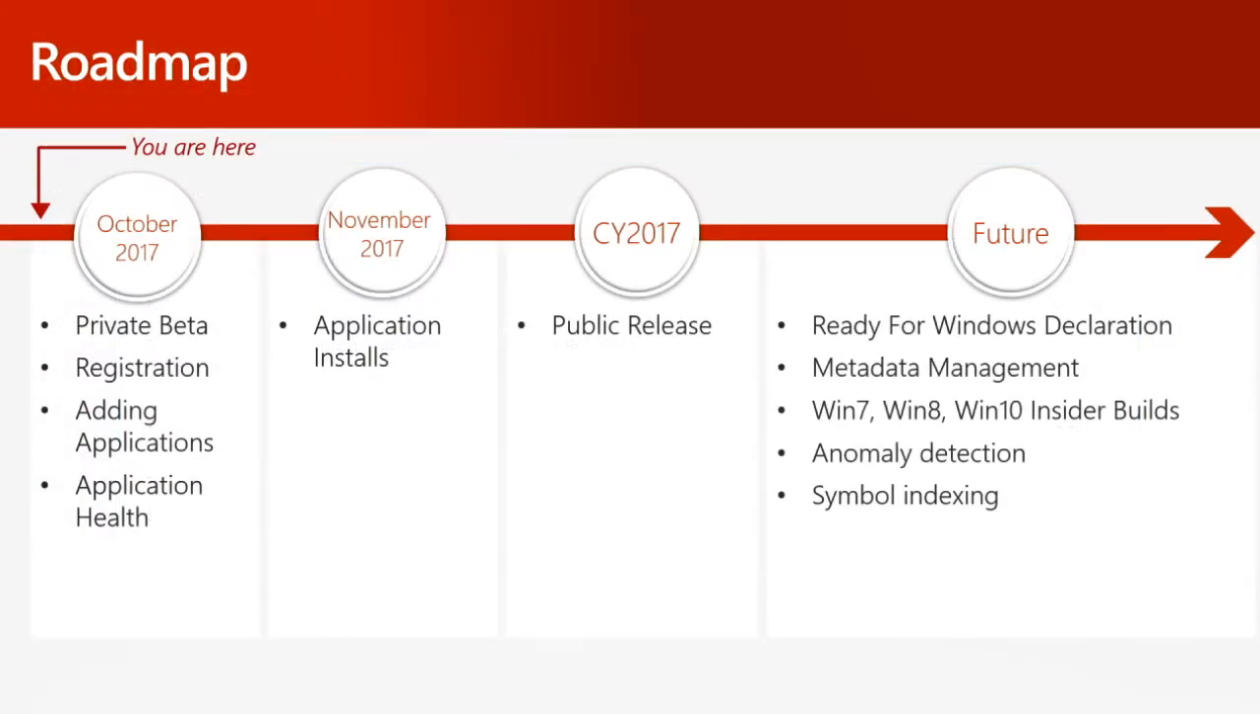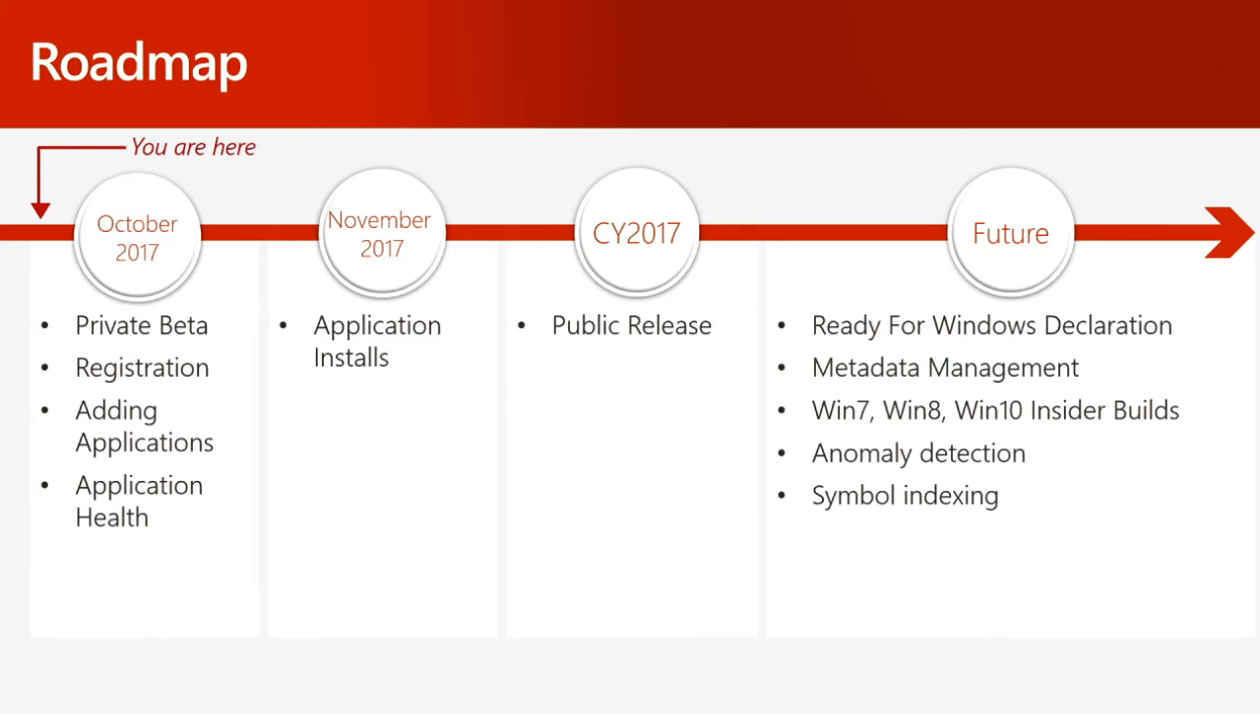So real quick on time frame. Next month, in October, we will start a private beta with a limited number of our commercial ISVs. The feature set will include registering, adding your applications, and getting an initial set of application health metrics, which include the ability to download cabs. We will then likely add application installs in November, and then we'll open this up to a public release by the end of the calendar year.